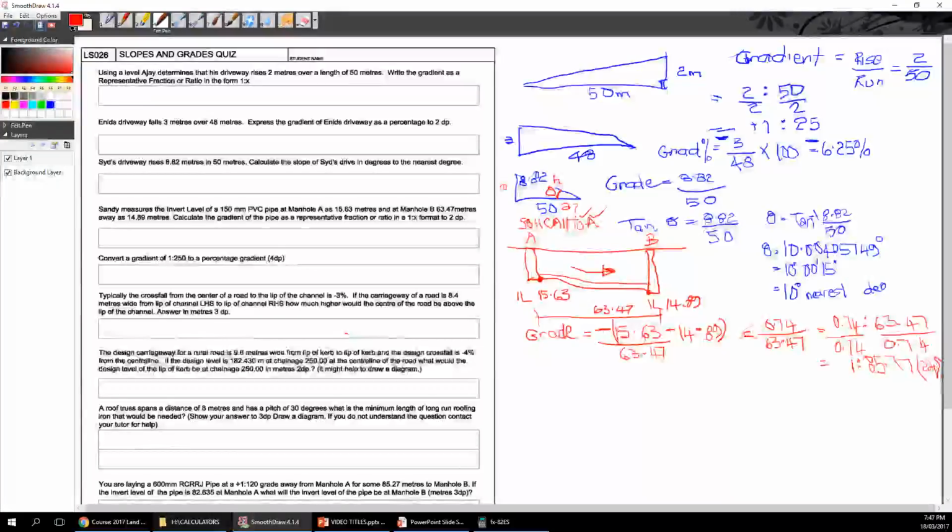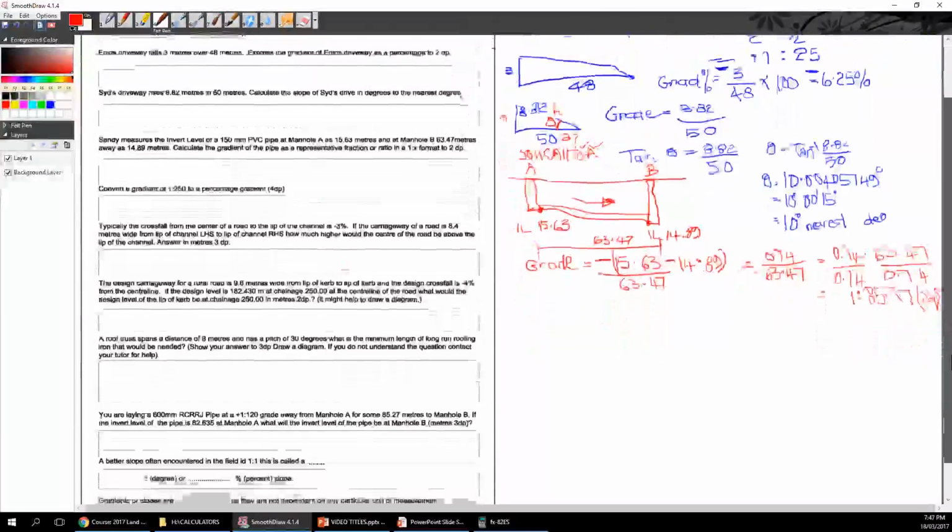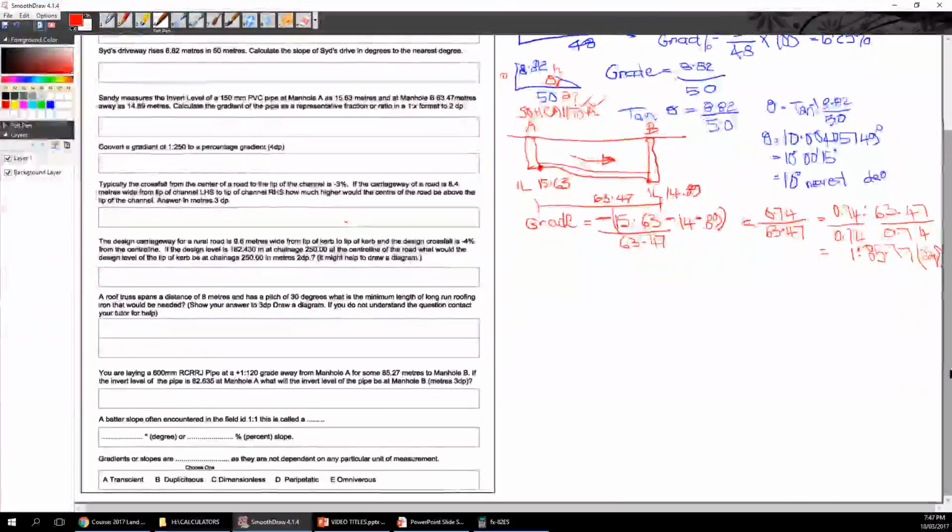Okay, 85.77, 2dp. Okay, so that's that one done. Yeah, it took a while, but we don't always get it right the first time. Sometimes a little bit of trial and error is required.